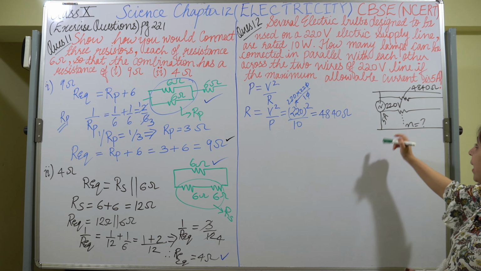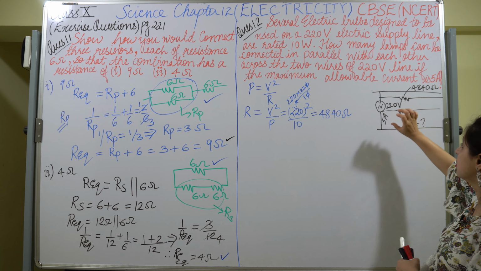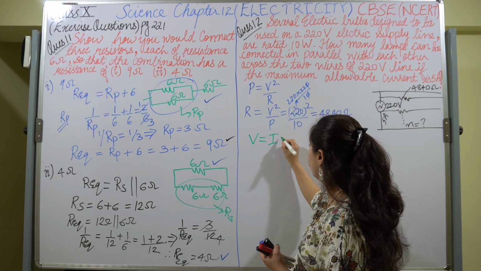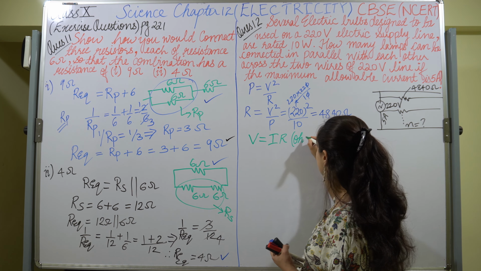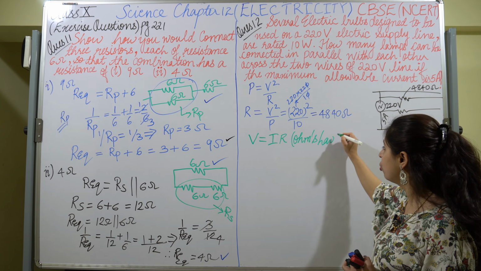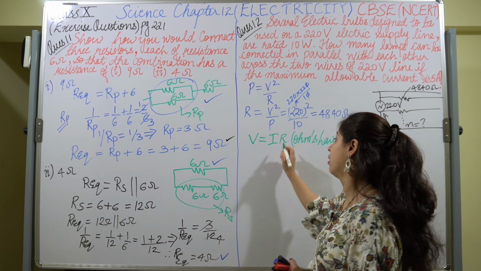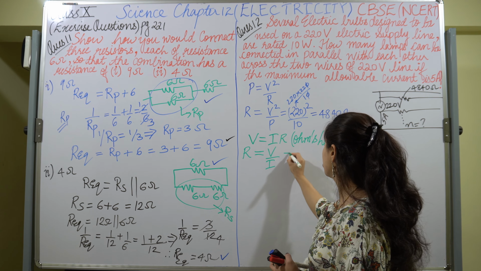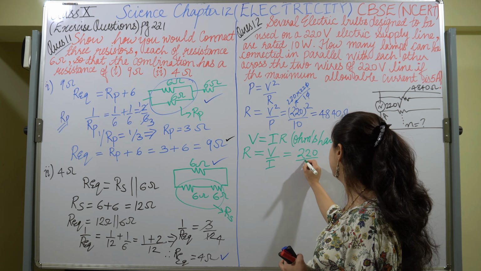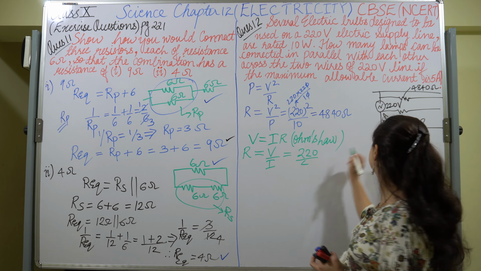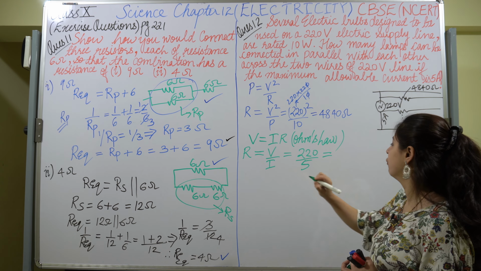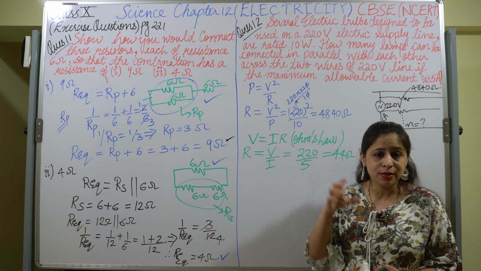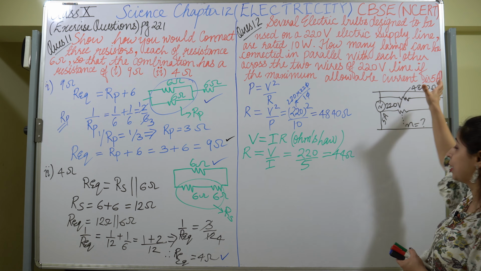Let us first find the equivalent resistance value, which can be calculated according to Ohm's law. Ohm's law is given by V is equal to IR, so R will be equal to V upon I. V is 220 and I is 5, the maximum allowable current. So we get 44 ohms. So 44 ohms is the equivalent resistance of the 4840 ohm lamps connected in parallel.